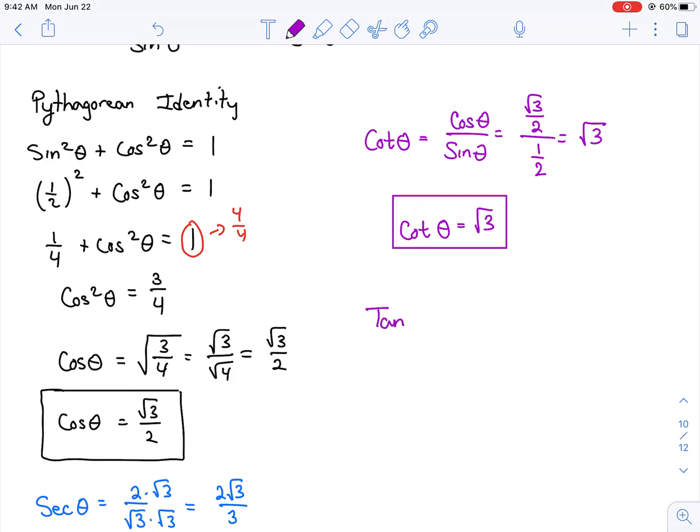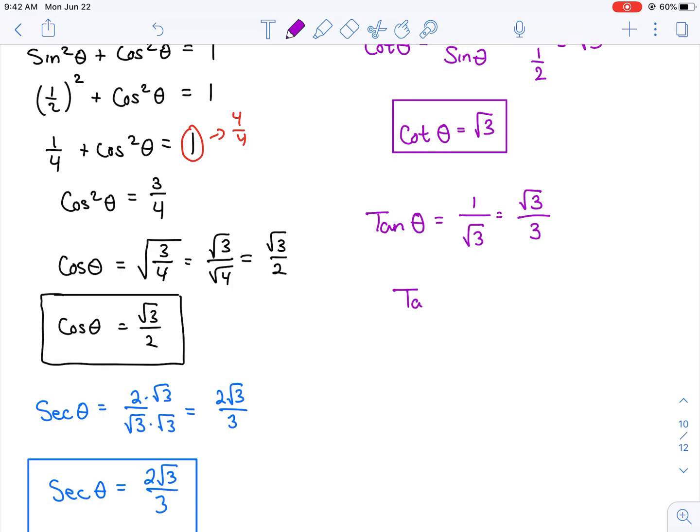Tangent of theta is the reciprocal of cotangent. So that would be 1 divided by the square root of 3. And when you rationalize the denominator, that'll be the square root of 3 divided by 3. So tangent of theta is equal to the square root of 3 divided by 3.